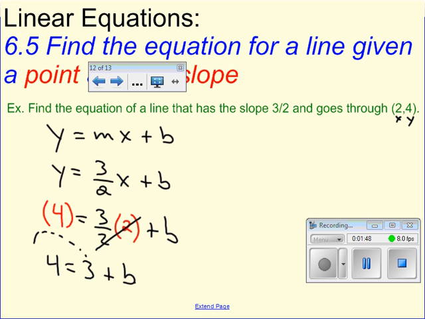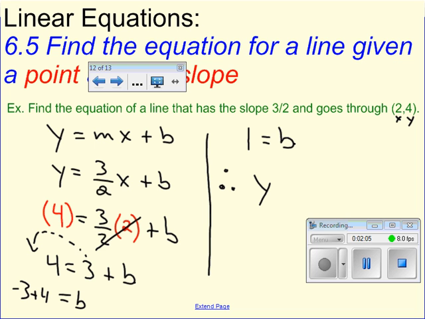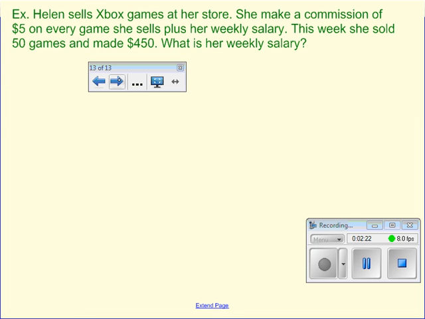Bring this over to here, change the sign. Negative 3 plus 4 is equal to b. Negative 3 plus 4, which is 1. 1 is equal to b. Therefore, my equation is going to be y equals 3 over 2x plus 1. So there I go. I figured out my equation just from my slope and a single point. Let's now try a word problem.